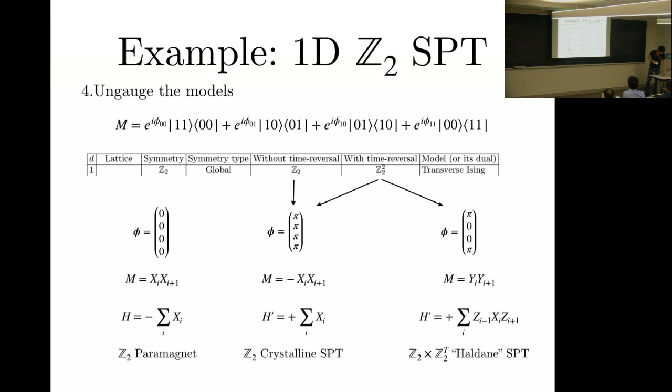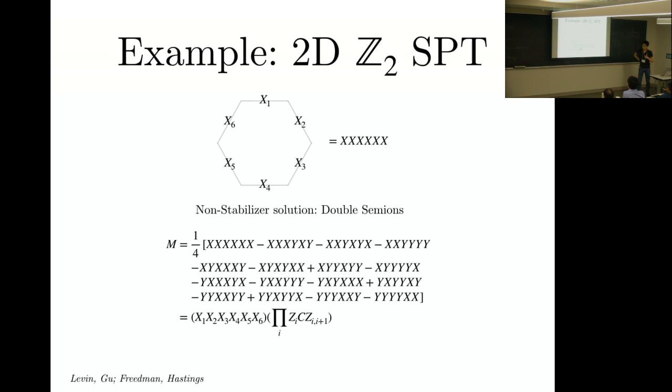As a second example, we can consider the Z2 SPT on a triangular lattice. In the dual picture, it's a honeycomb. And the usual solution is you just create one string from the vacuum. And that object is just six axes here. And you can solve this consistency equation, and you find one non-trivial solution without time reversal. And when you read it out, you get this complicated matrix.